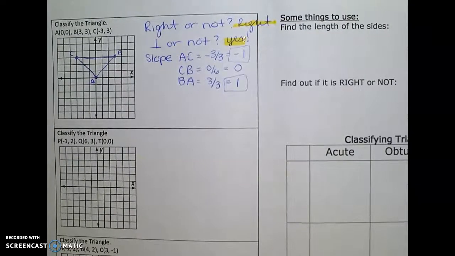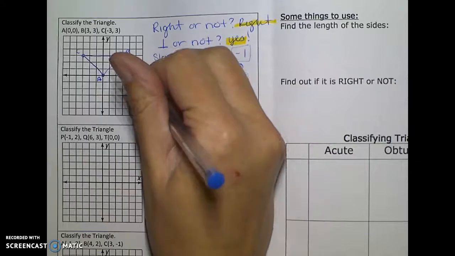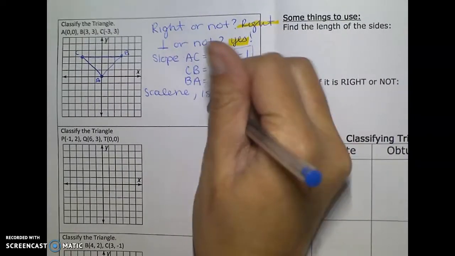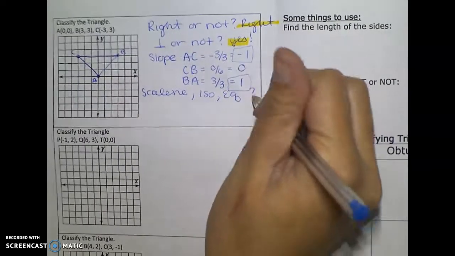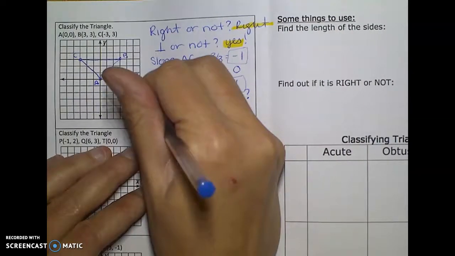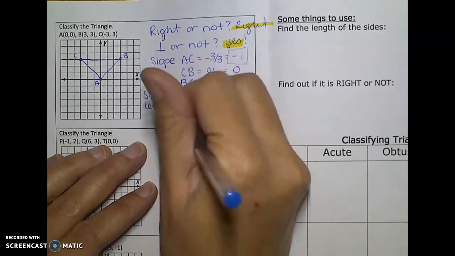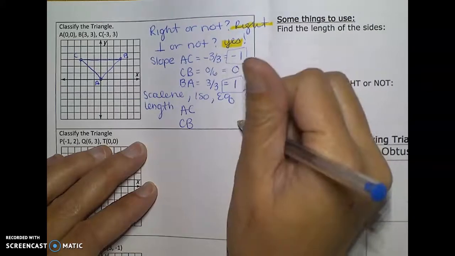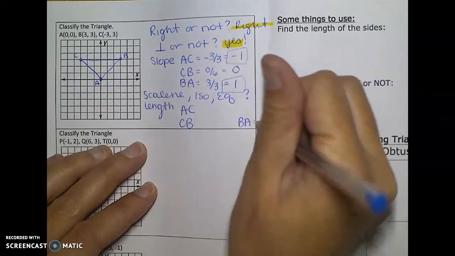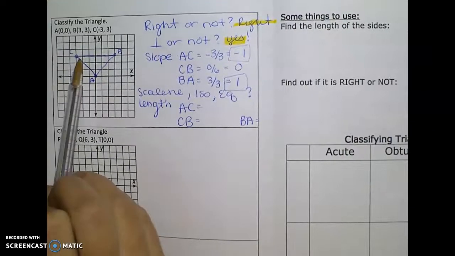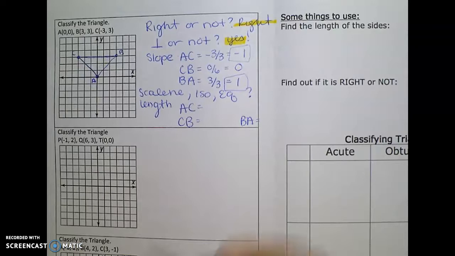Okay. The other thing I need to determine, though, is if I'm scalene, isosceles, or equilateral. So in that case, I need to find the length or the distance of each of those: AC, CB, and BA. And the only one of those that's easy is this horizontal one right here, because I can just count that it's 6 units long.